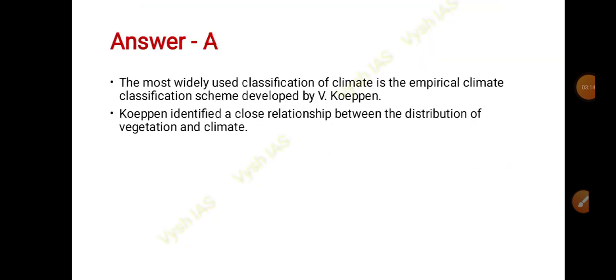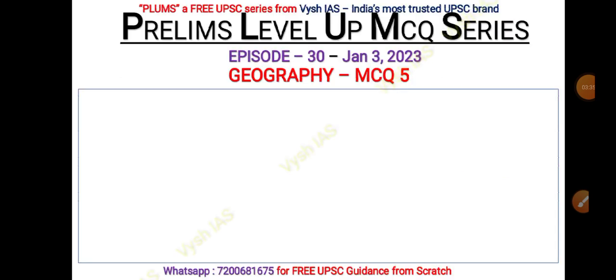It is the classification given by Köppen. It is a widely used classification of climate, and it is an empirical climate classification. You have to remember this, and there is a close relation between the distribution of vegetation in a geography and the climate of that place.